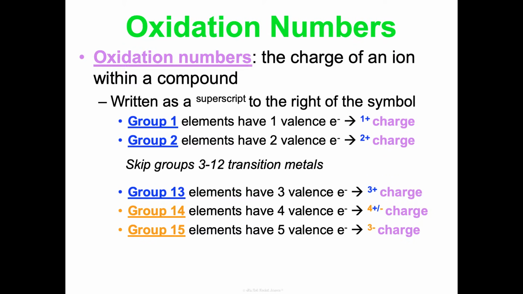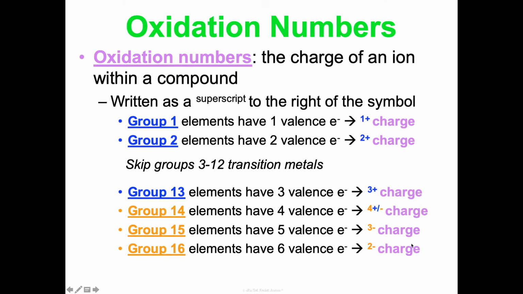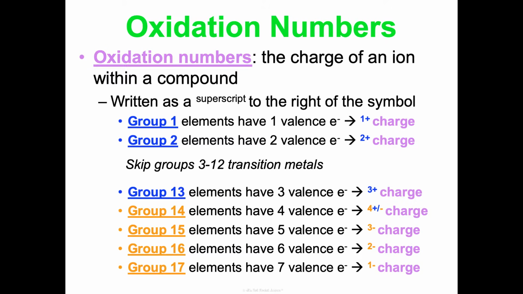Group 15 have 5 valence electrons, so they have a 3 minus charge. Group 16 have 6 valence electrons, so they only need 2 more to be stable, so they'll gain 2 electrons and have that 2 minus charge. Group 17 will have that 1 minus charge. And then group 18 would have 0 charge because they're not going to do this.